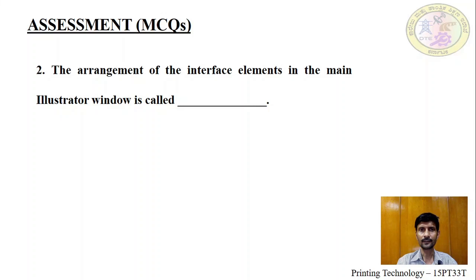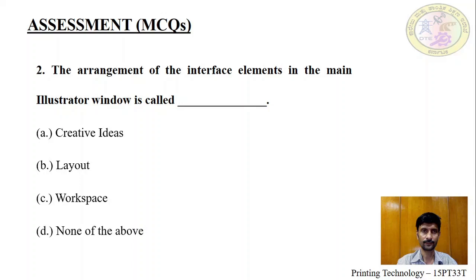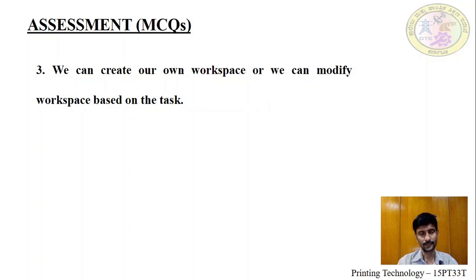Next, the arrangement of the interface elements in the main Illustrator window is called. The options are creative ideas, layout, workspace, or none of the above. To answer this question, the clue is that to do any of our own work, we can create our own work arrangements. Next question. We can create our own workspace or modify the workspace based on the task. We already said that to do a job quickly, for the continuation of the same type of job, we can create our own workspace. This is the clue to answer whether this statement is true or false.